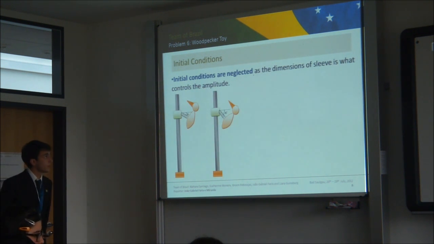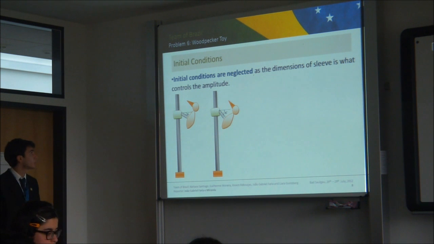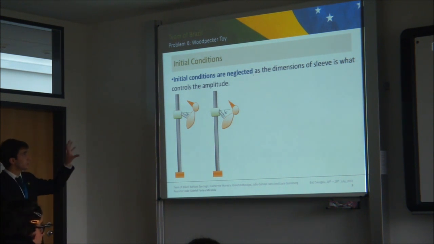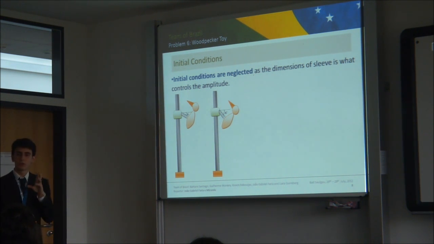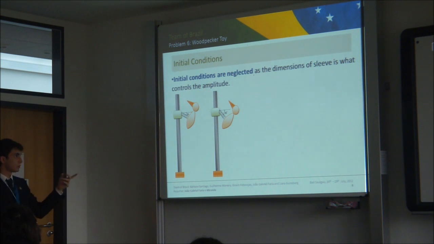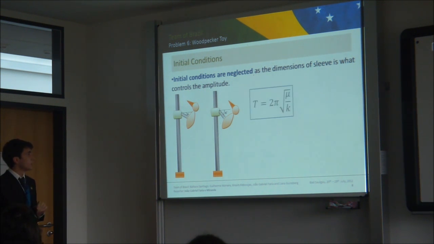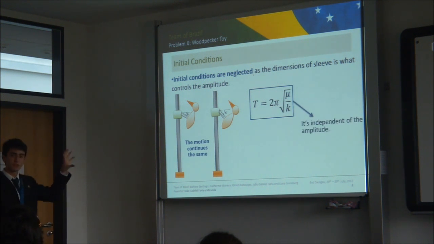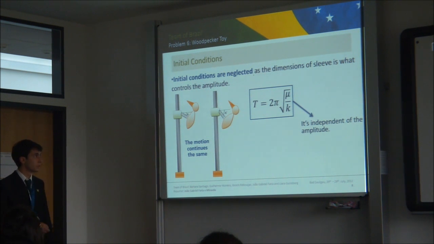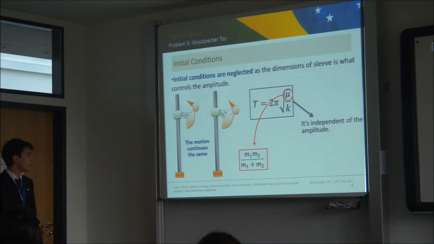Initial conditions are neglected as the dimension of the sleeve is what controls the amplitude. These initial conditions are only important for our first stage, as we will see later. And for the second stage, we won't have the importance of this initial condition. And as you can see, the period is independent of the amplitude. And V is the reduced mass, analyzing the mass of the woodpecker and the sleeve's mass.